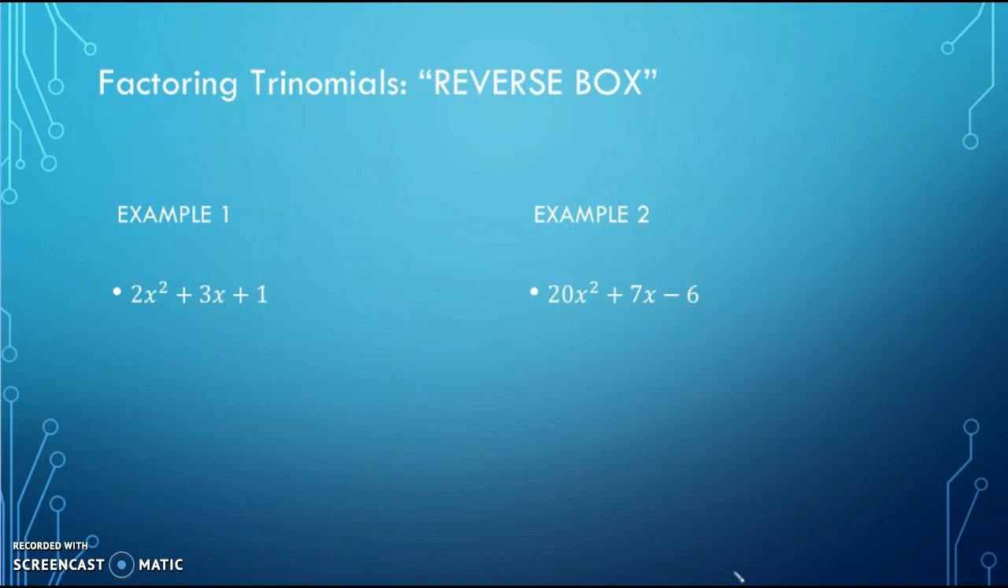There's also another method called reverse box that you can use. I don't care which one you use. I would just recommend picking one and sticking with it every time, because you don't want to have to keep going back and forth, because both of these methods work.